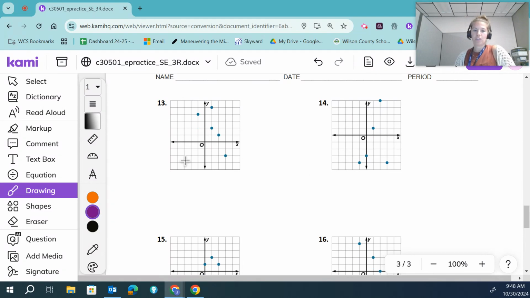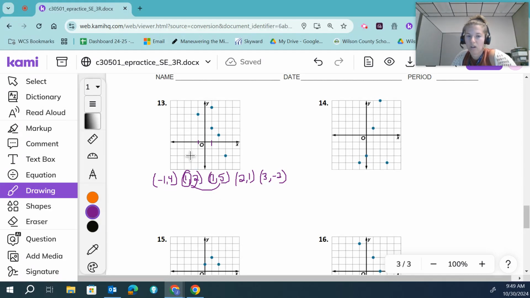Okay, graphs, your input again is your x value here. Okay, so we can list ordered pairs. We would have -1, 4, -1, 4. We would have 1, 2. We would have 1, 5, 2, 1, and 3, -2. Okay, and notice 1 is both 2 and 5. That is not allowed in a function, so this is not a function.